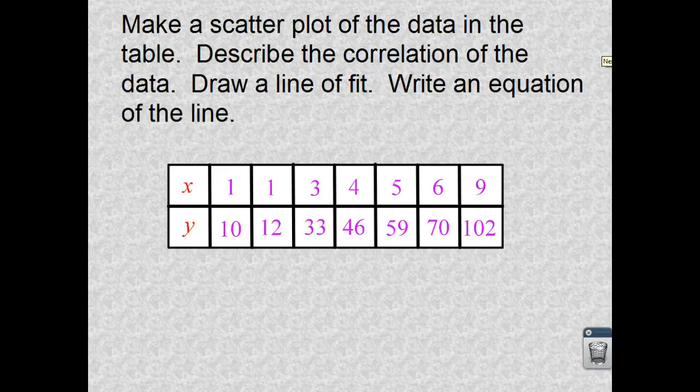Okay, now it says make a scatter plot of the data in the table. Describe the correlation of the data, draw a line of fit, and then the most difficult part is then to write an equation of that particular line. So we have a bunch of random numbers here in our table, and our job first is to make a scatter plot. And that basically means let's take all of these ordered pairs, x, y, and put them on a graph.